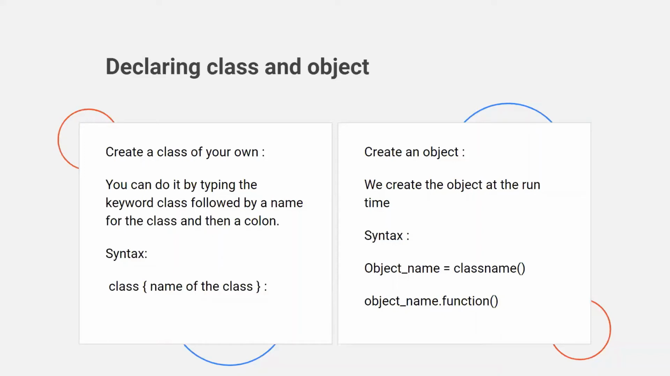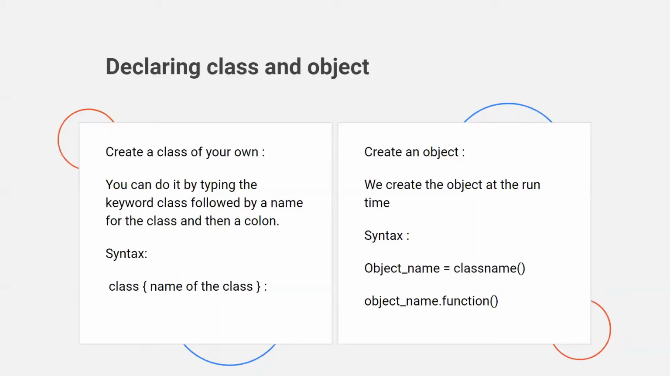Here we have just used the parenthesis so that you can classify that the class name is different. Class is the keyword, and the name of the class is what the user gives when he writes a program. Then after that we have a colon sign. So this is the general syntax of a class.